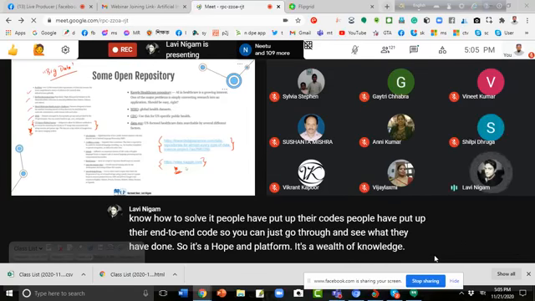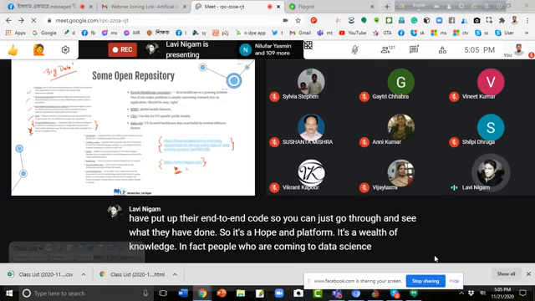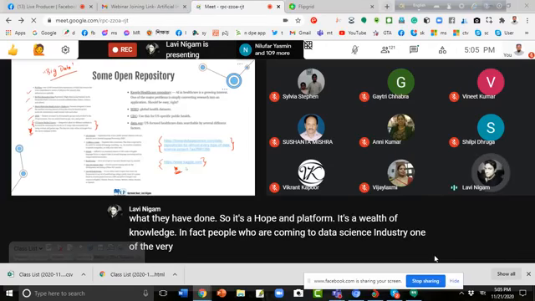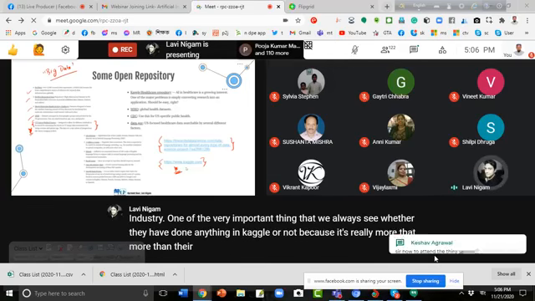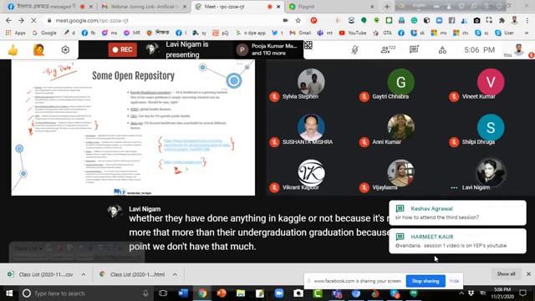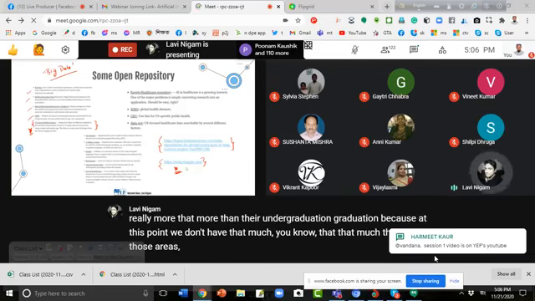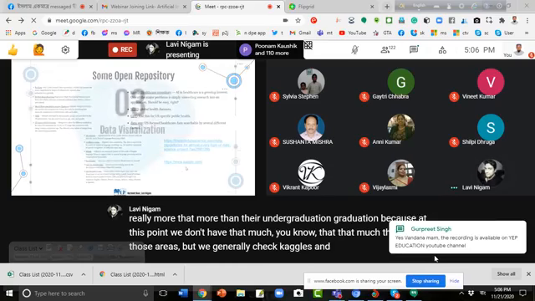In fact, for people who are coming to the data science industry, one of the very important things that we always see is whether they have done anything in Kaggle or not, because it's really more than their graduation, because at this point we don't have that much in those areas, but we generally check Kaggle and things like that.